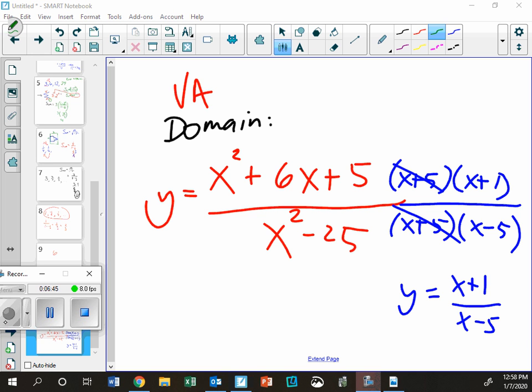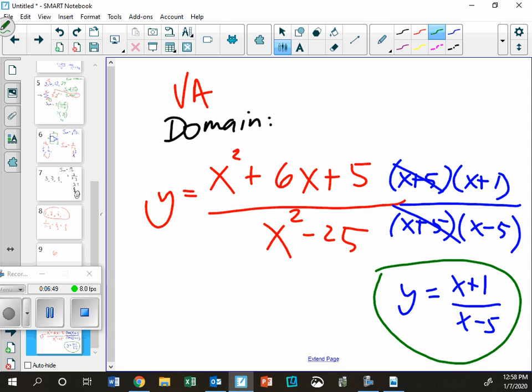Okay, so now this is the function that if you were going to graph it, that's what you would graph. This made, what again? A hole. And the hole would have been at negative 5 comma what? I'll give you a chance to have some time. Where would the hole be? It would be where x is negative 5, yeah, but negative 5 comma what?